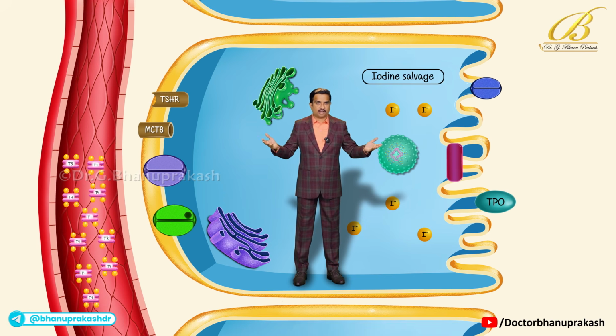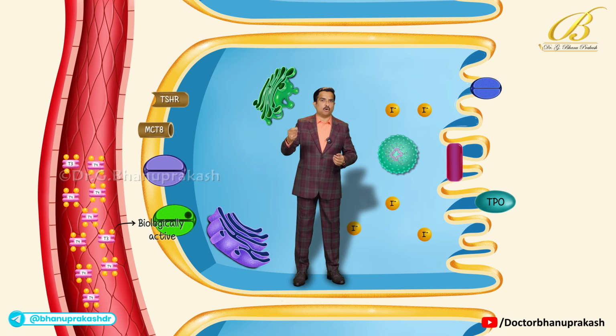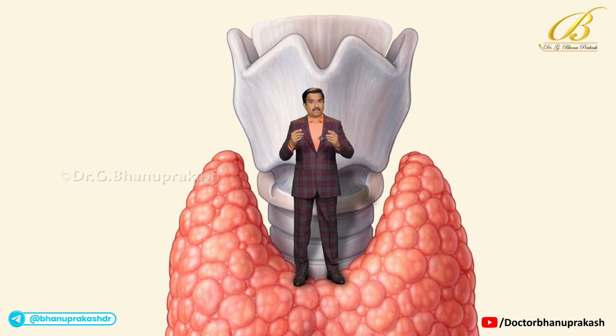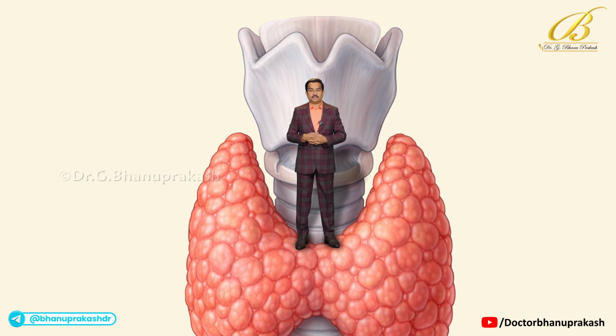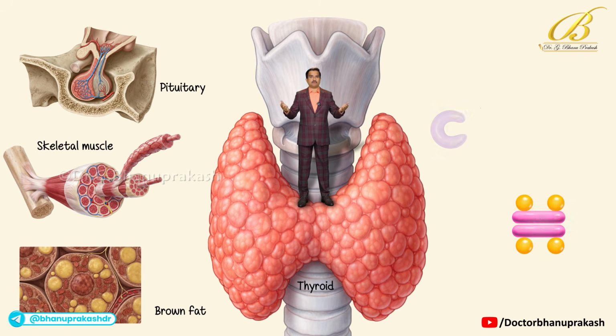Finally, we have to talk about the peripheral activation. Although more T4 is released than T3, T3 is much more biologically active. In peripheral tissues like the thyroid, pituitary, skeletal muscle, and brown fat, an enzyme called type 2 5' deiodinase converts T4 into T3. So this is how the peripheral conversion of T4 to T3 takes place, right? This is what you need to know about thyroid hormone synthesis and its transportation.